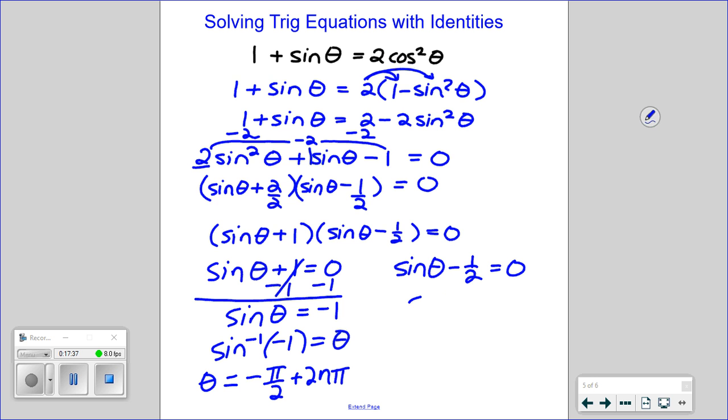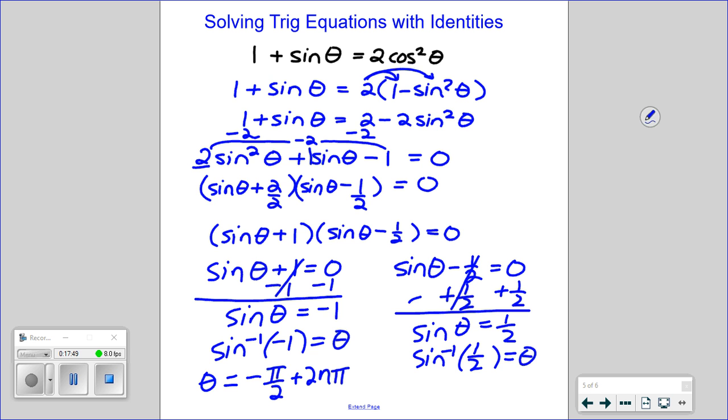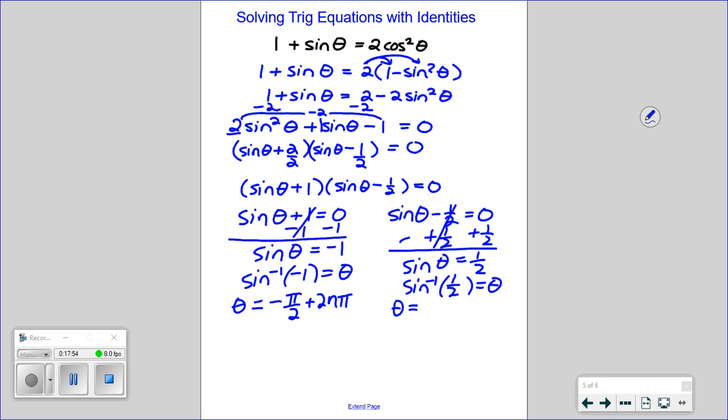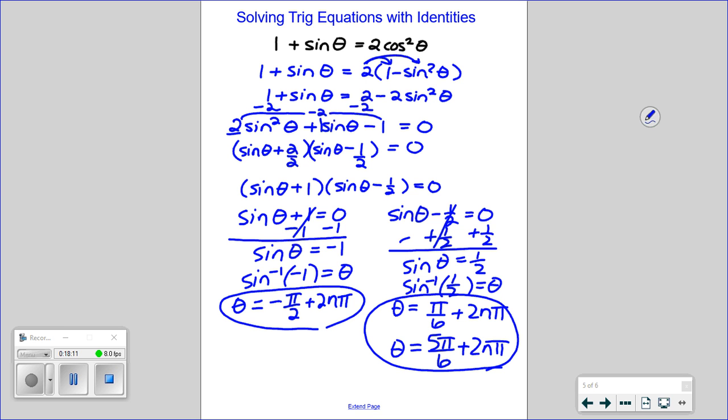All right, and then here I'm going to add 1/2 to each side. We're going to get sine theta equals 1/2. Use our inverse. Then we think to our unit circle, where is sine equal to 1/2? Well, sine is 1/2 at pi over 6. And then if I do pi minus pi over 6, I'm going to get 5 pi over 6. All right, guys, so these are all the solutions to that equation.